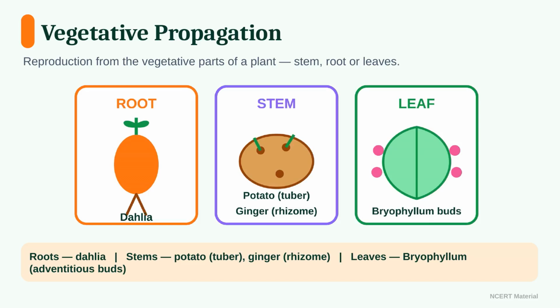Vegetative propagation is reproduction using the vegetative parts of a plant. The root, the stem, or the leaves. Through roots, Dahlia produces new plants from adventitious roots. Through stems, potato reproduces using its tuber and ginger reproduces using its rhizome. And through leaves, bryophyllum grows new plantlets from adventitious buds along its leaf margins.